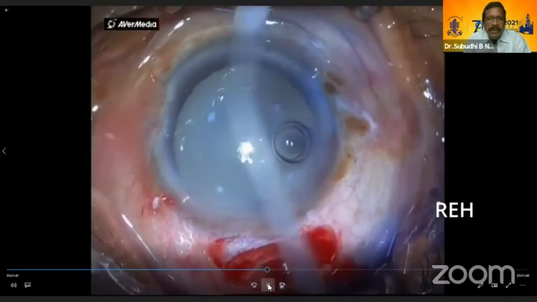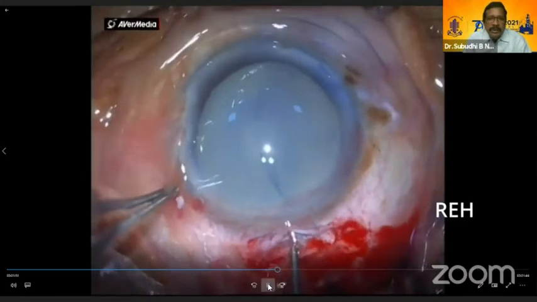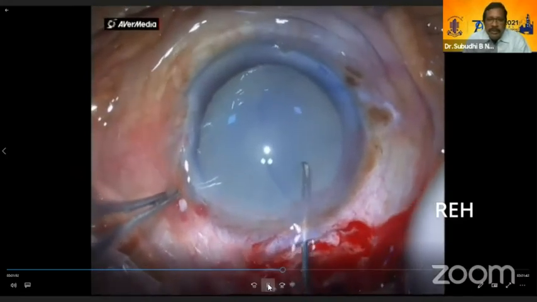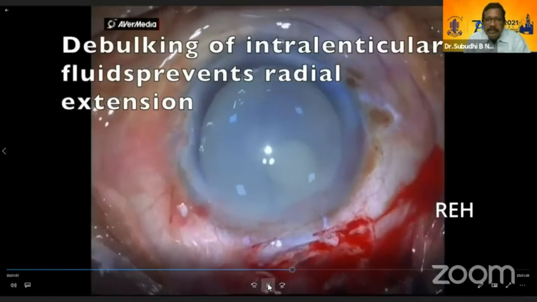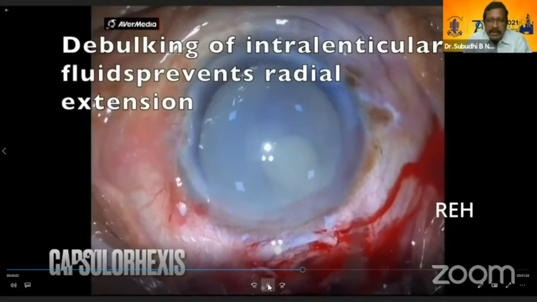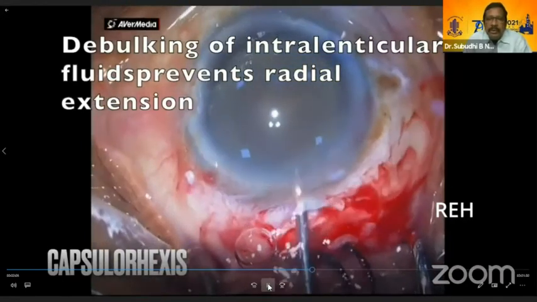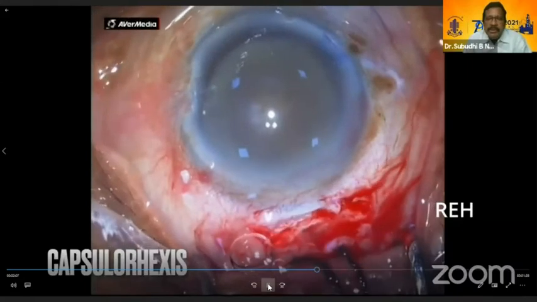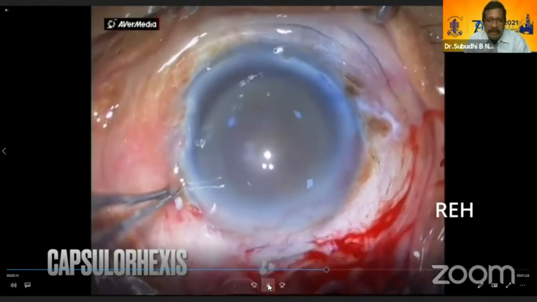Because it's a swollen lens, just puncture the lens, egress some of the fluid, so that it will be easy for you to do the rhexis. You see, milky fluid has come out, so you debulk the intralenticular pressure, otherwise you will have a radial tear. See how big the nucleus is. So many times you do not know what the size of the nucleus is in white cataracts.